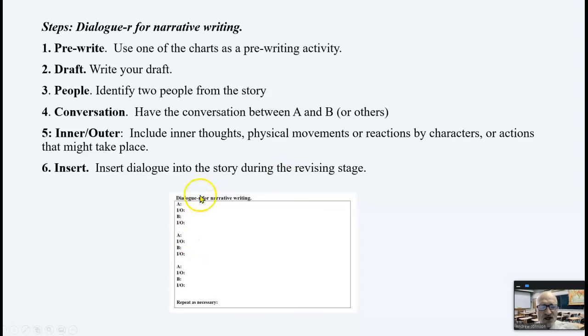For instance, he said hello. He moved nervously. He was thinking about. That's the inner and outer. And this helps the story come alive. You have this chart, and you don't have to use it all, but you're creating kind of a background story, aren't you? And then you insert dialogue into the story during the revising stage.